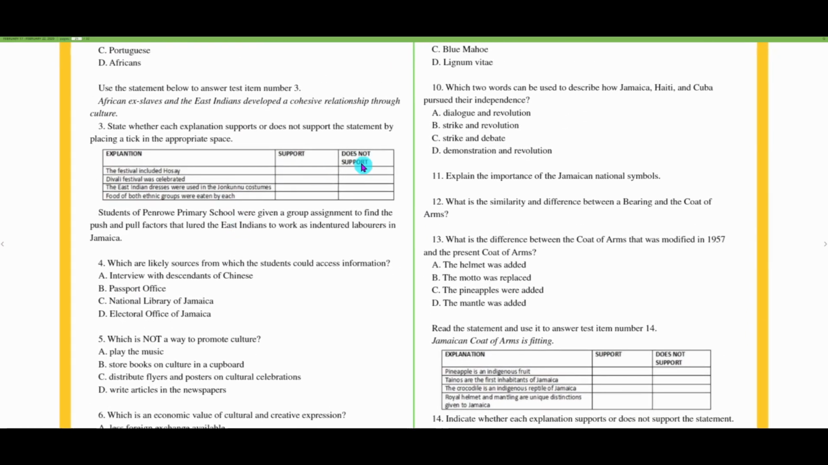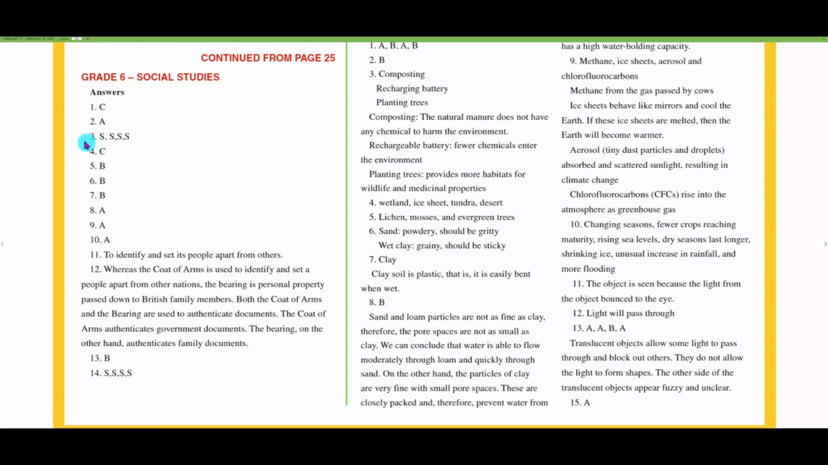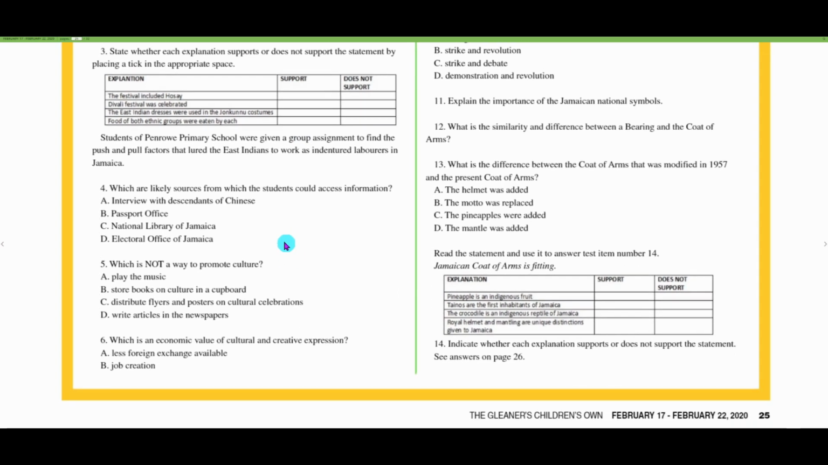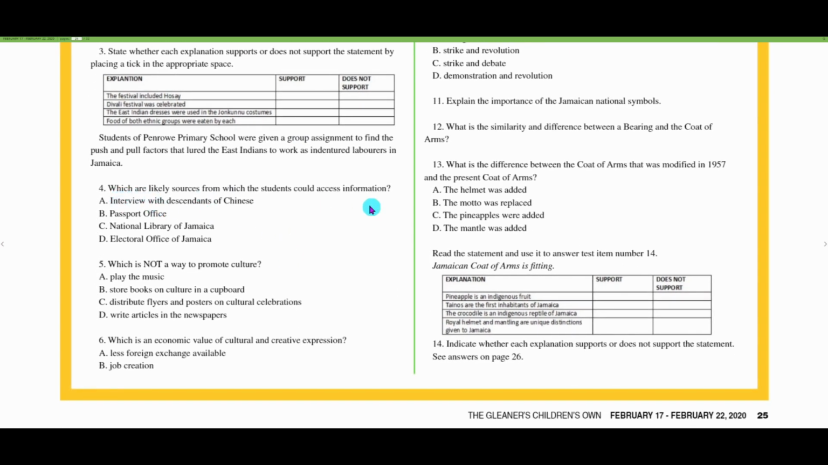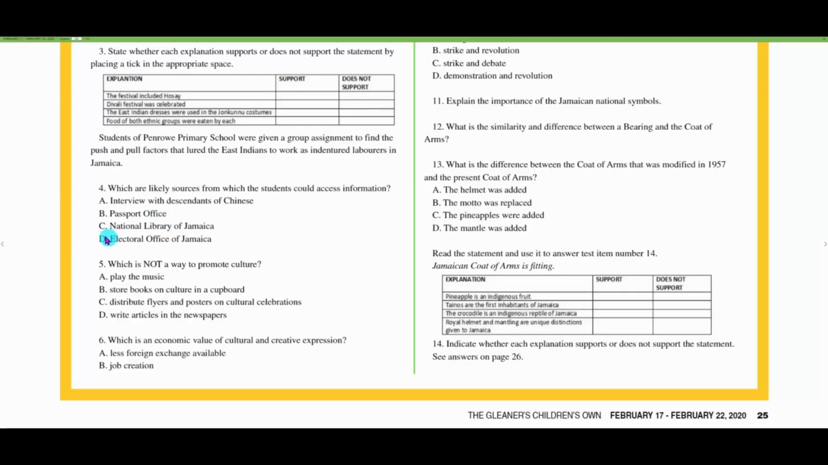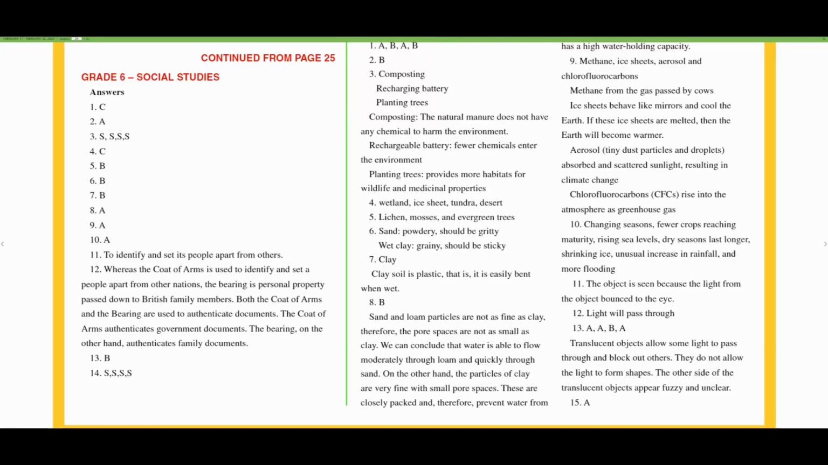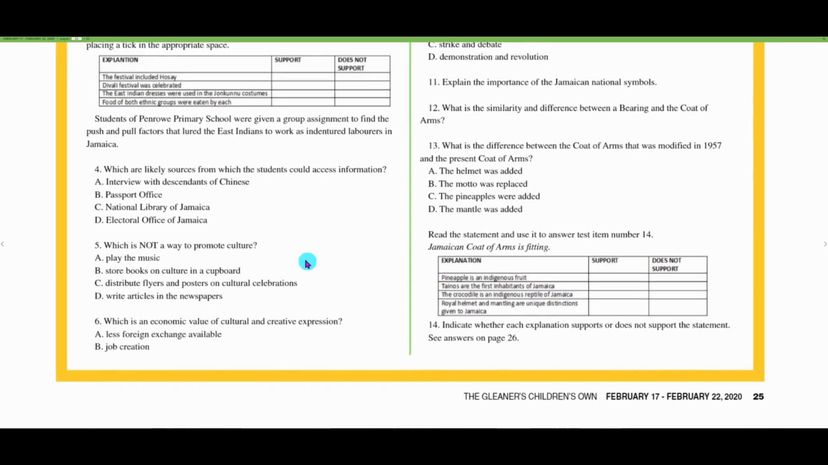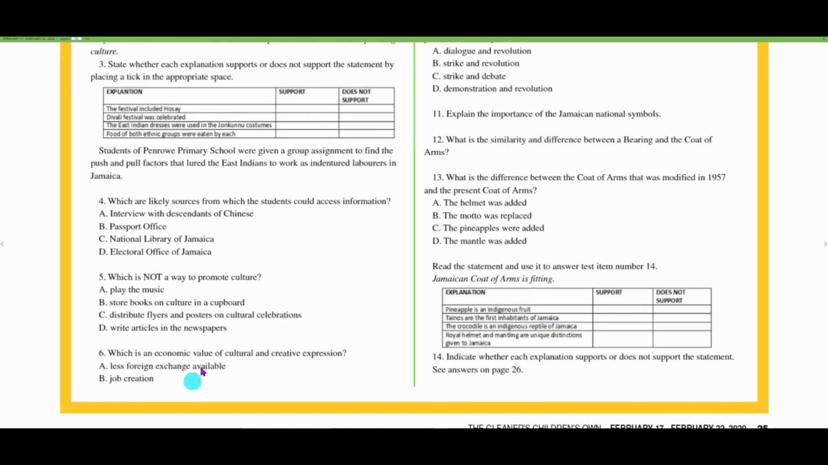Number 3, let's see what number 3 says. All are supported, and we had gotten that, yes, all of these supported. Number 4, where would we find information on the East Indians? Let's go, good source, number 4, C. See what C is, the National Library, yes. Which does not promote culture. Let's go number 5B. Let's look at what B says. Store the books on culture in a cupboard. That does not help.